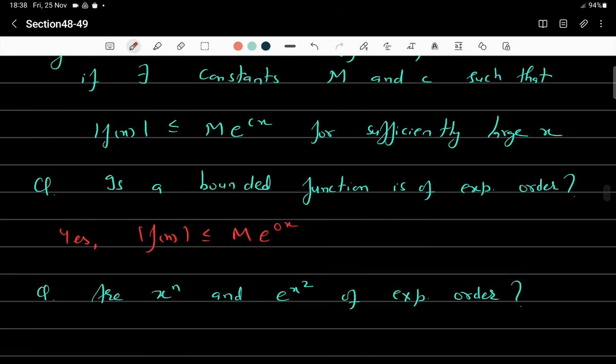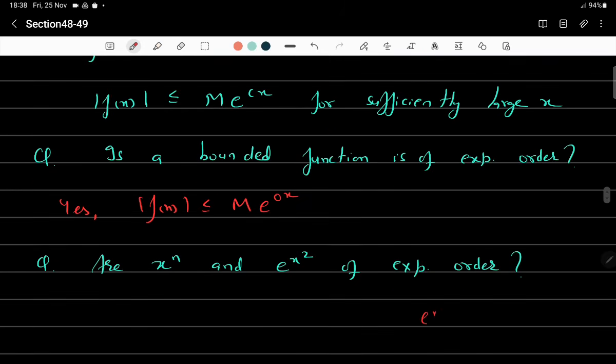What about x raised to the power n and e raised to the power x square? Now again, a quick observation says that if you consider e raised to the power x square, it is not possible to find any exponential function such that e raised to the power x square is always less than or equal to e raised to the power ax. Yes, because x square is increasing faster than e raised to the power ax. But in the case of a polynomial, you can observe that yes, it happens.